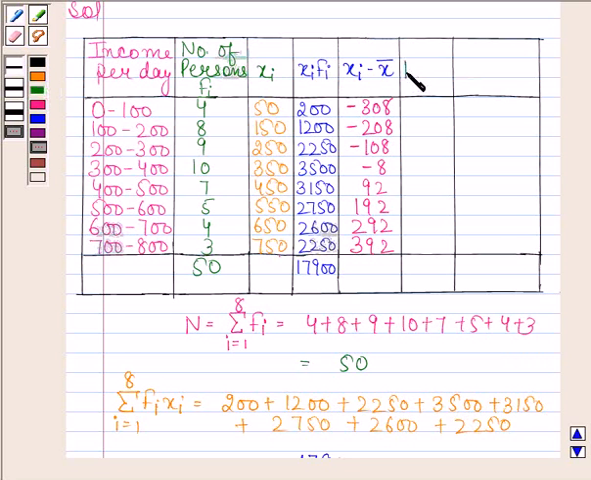Now we will find mod of xi minus x bar. Absolute value of minus 308 is 308. Absolute value of minus 208 is 208. Absolute value of minus 108 is 108. Absolute value of minus 8 is 8. And absolute value of 92, 192, 292 and 392 is 92, 192, 292 and 392. We will find fi into mod xi minus x bar.